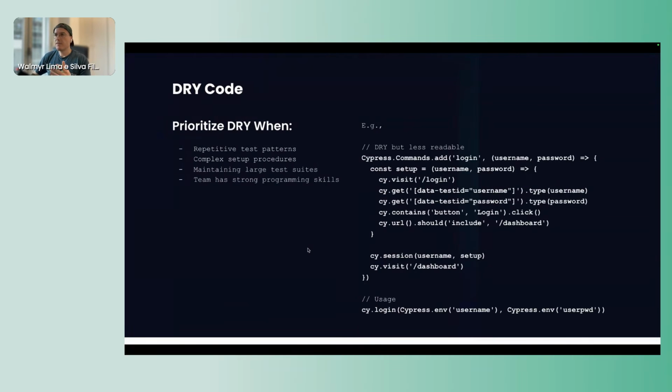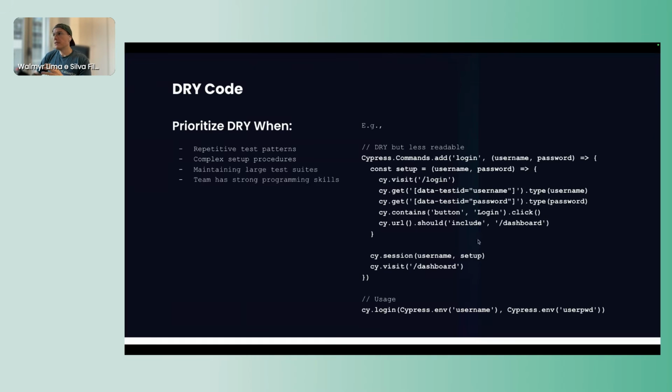On the other side, we have DRY code. You should prioritize DRY code when you have repetitive test patterns, when you have complex setup procedures, when you want to maintain a large test suite, and when the team has strong programming skills. Because when you write DRY code, you are creating abstractions, and abstractions add complexity to the code.